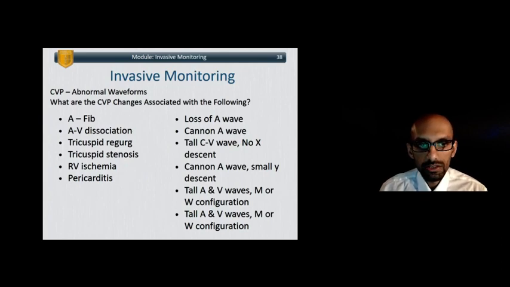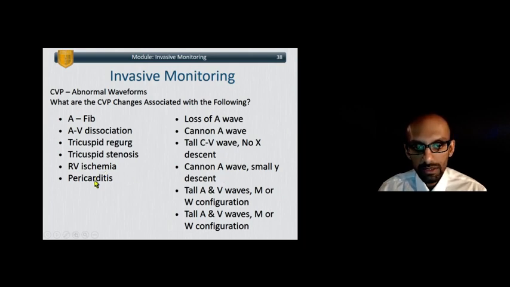Just to review the alterations in your waveform as a result of pathophysiologic states. With atrial fibrillation, you don't have atrial contraction, therefore you don't have an A wave. With AV dissociation, the atria and ventricles may contract at the same time against each other, or the atrium may contract against a closed tricuspid valve, in which case you have cannon A waves, really tall A waves. Okay, tricuspid regurgitation, again, you get that regurgitant jet that meets head-on with the returning venous return, so you get a tall V wave or CV wave. Okay. Tricuspid stenosis, again, that may result in a tall A wave, as you can imagine, because the atria is contracting against a very stenotic valve.